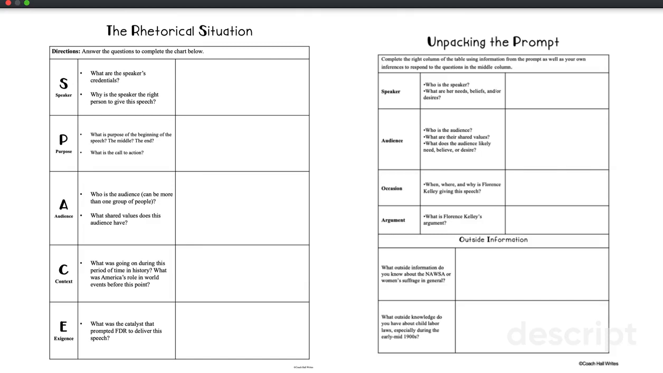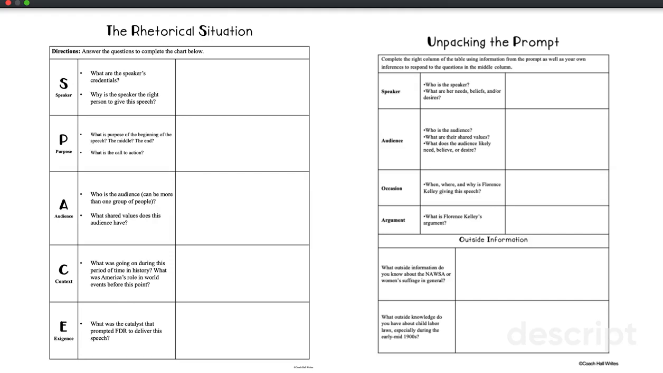Now, the one on the right is the same idea, but a little bit different. So I kind of combined acronyms there. It's not exactly SPACE, but it's not exactly SOAP. But these are ones that students could identify based on a pre-reading activity. So this one, they're asked about the speaker, audience, occasion, and argument. This one's for Florence Kelley.